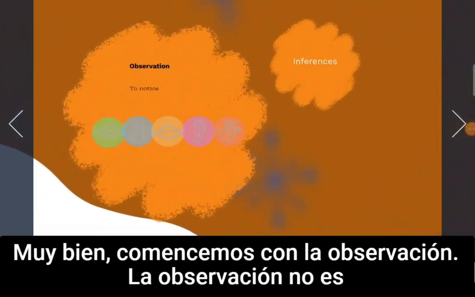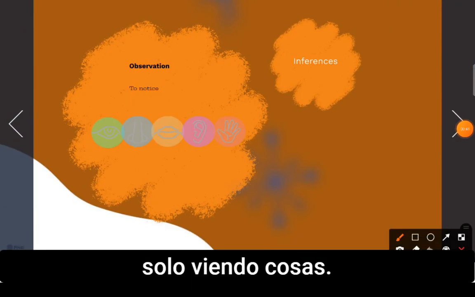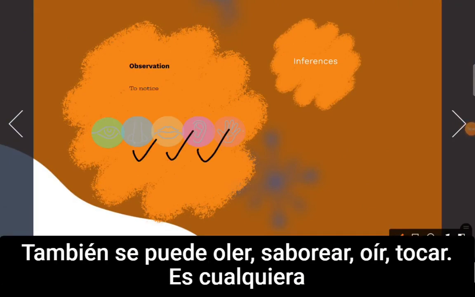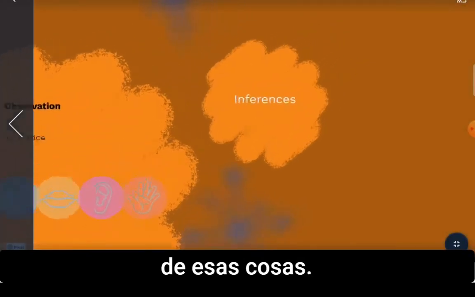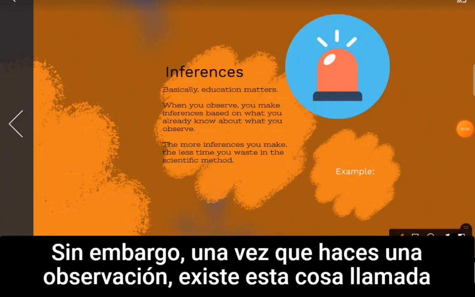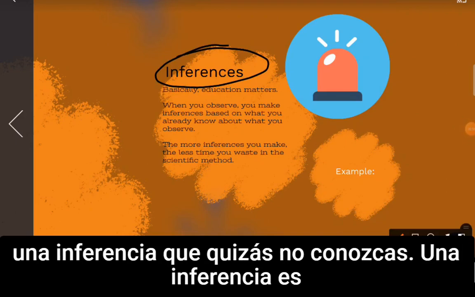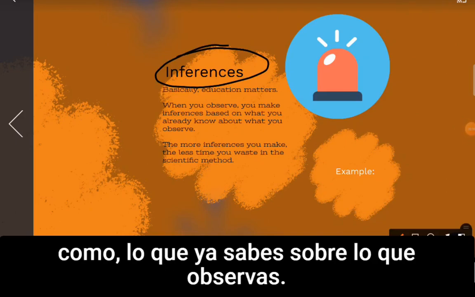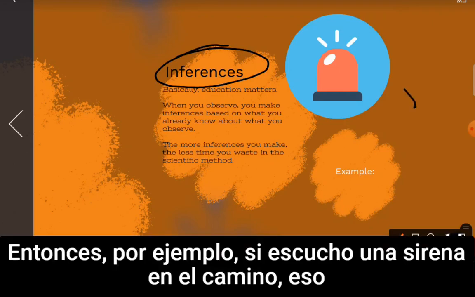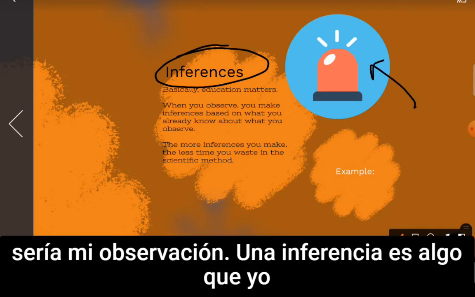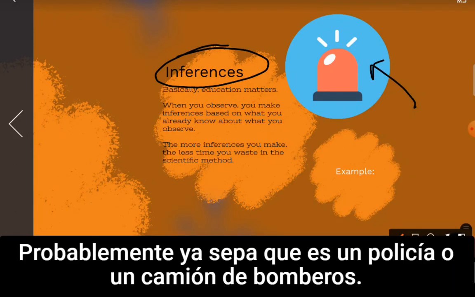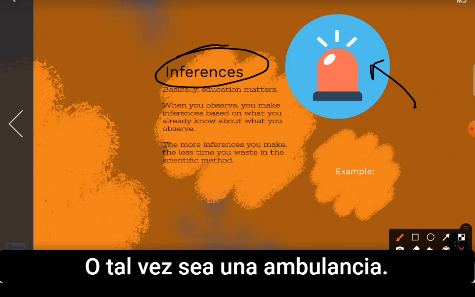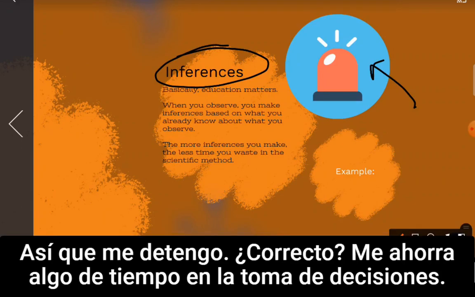All right, so let's begin with observation. Observation is not just seeing stuff. You can also smell it, taste it, hear it, touch it. Once you make an observation, though, there's this thing called an inference, which you might not know about. An inference is like what you already know about what you observe. For example, if I hear a siren going down the road, that would be my observation. An inference is just something I already know. So, I probably already know that it's a cop or a fire engine or maybe an ambulance. So I pull over, right? Saves me some time in my decision making.